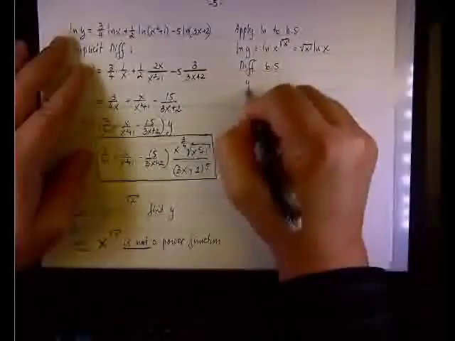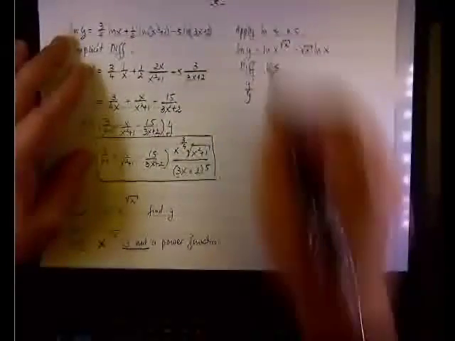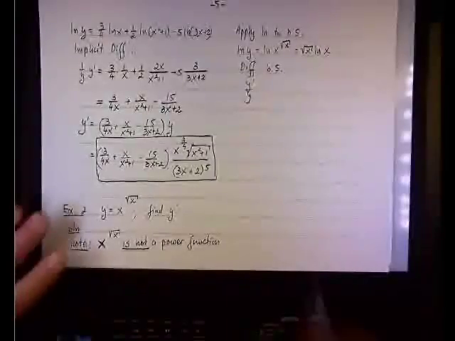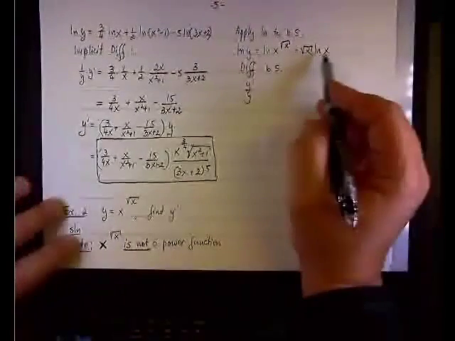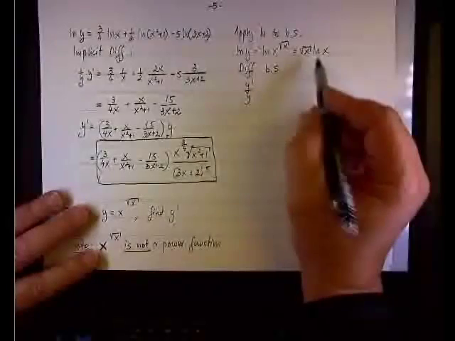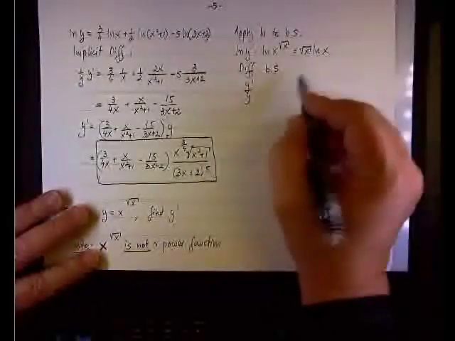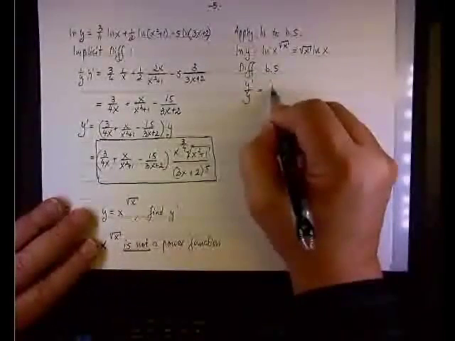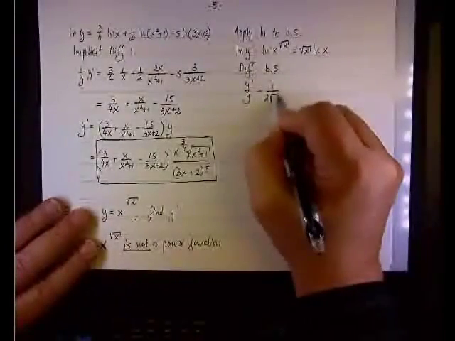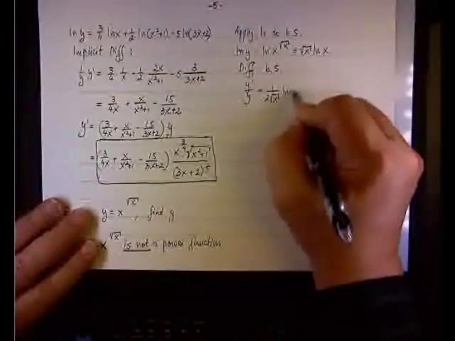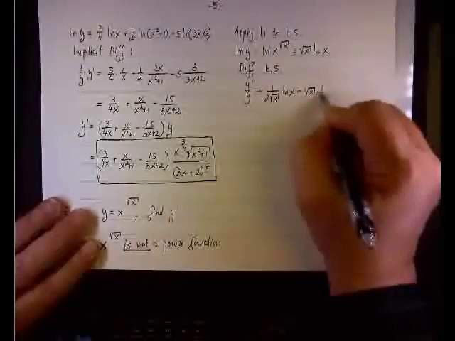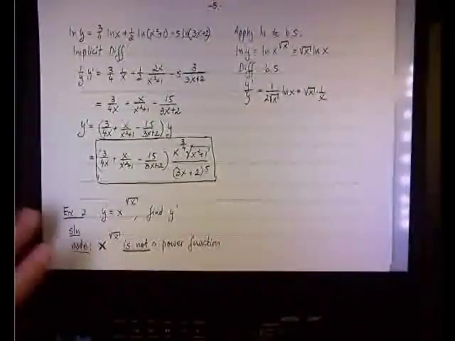So we have y prime over y, which is the derivative of the natural log of y. And here we need to use the product rule, right? So the product rule on the right: the derivative of square root of x is 1 over 2 square root of x, we talked about it earlier today, times the natural log of x plus square root of x times 1 over x.